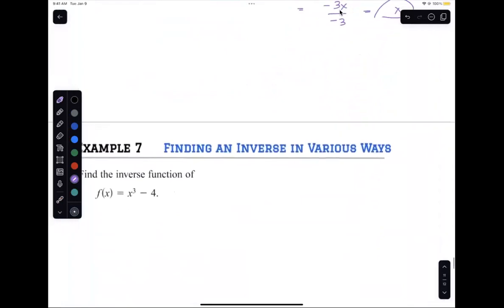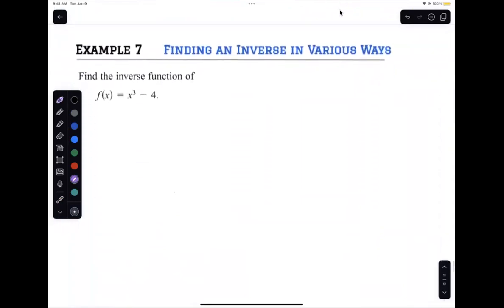All right. Finding the inverse of x cubed minus 4. So same idea. First thing you do is replace this with y.